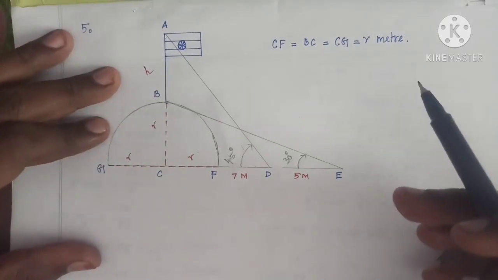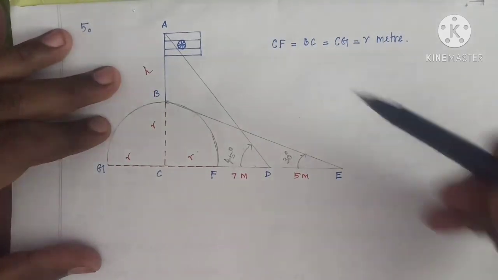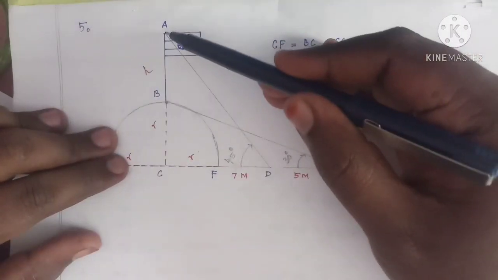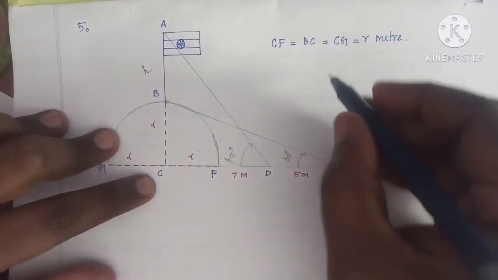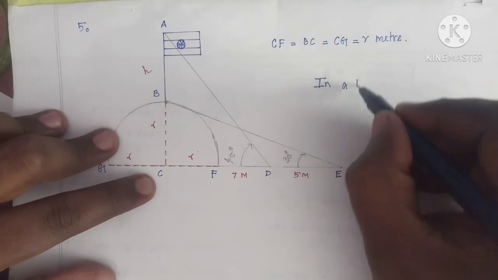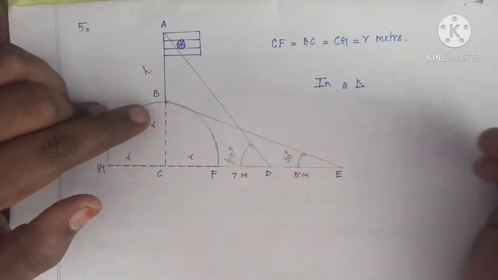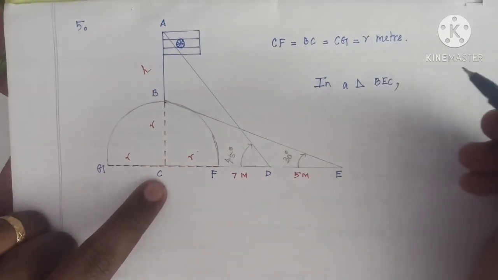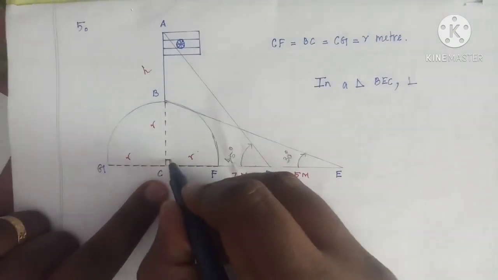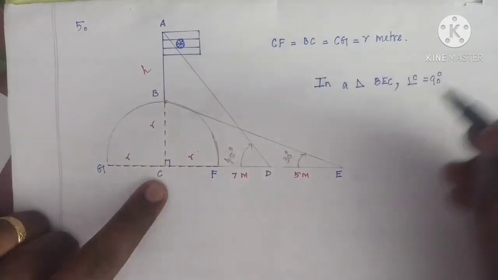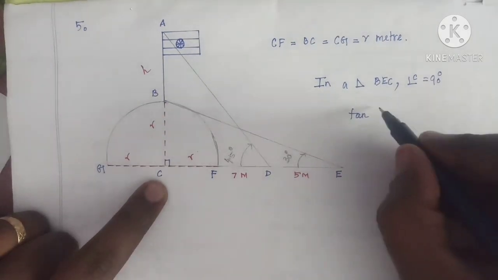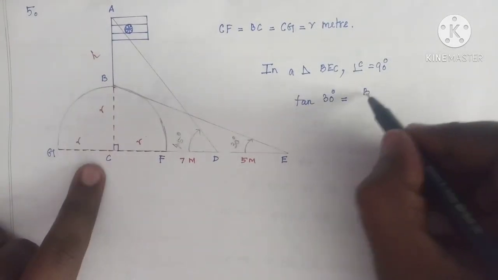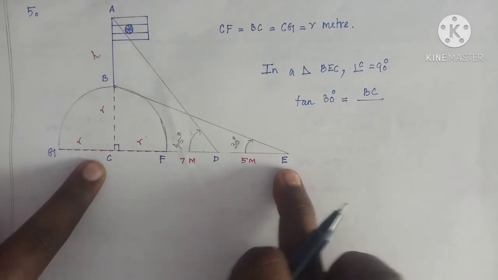So there are two right triangles. First one ADC. Second one BEC. So first in a right triangle, I am going to take this BEC. Angle C is equal to 90 degree. So tan, here angle of elevation is 30 degree. Tan 30 degree equal to opposite side BC by adjacent side CE.